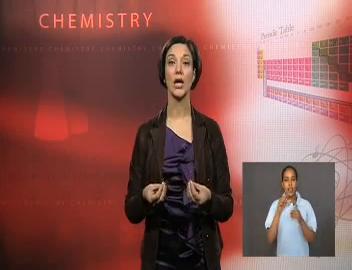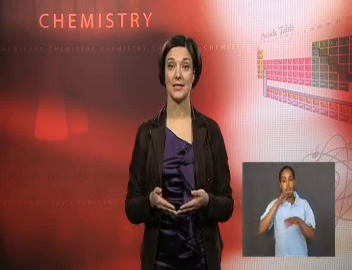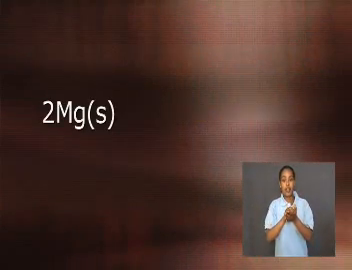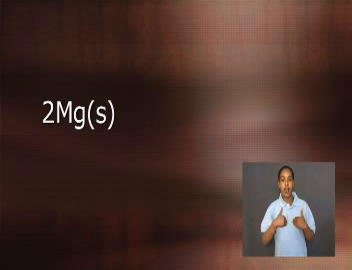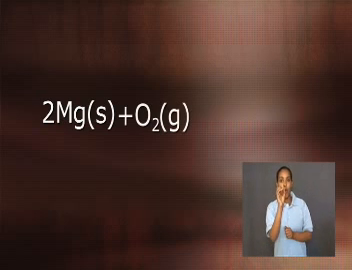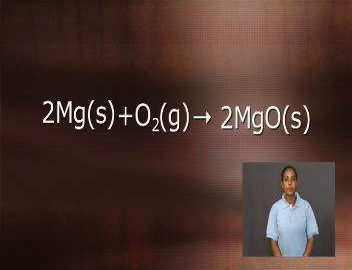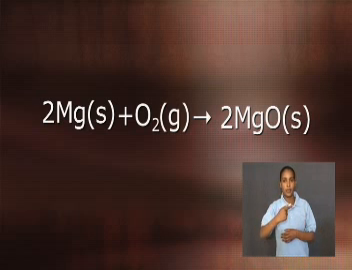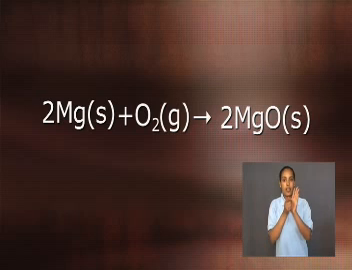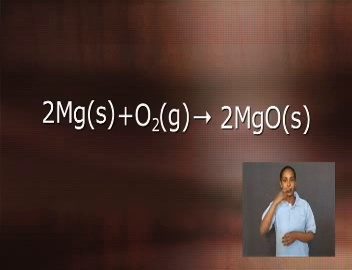The term oxidation originally only meant that an element had been combined with oxygen during a reaction. The combination of magnesium with oxygen is a good example, as it involves the oxidation of magnesium.